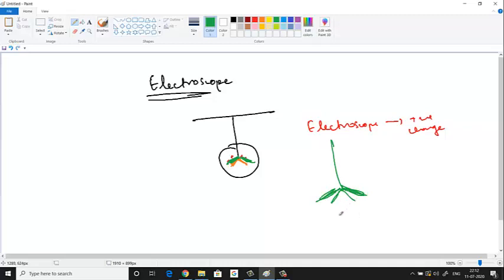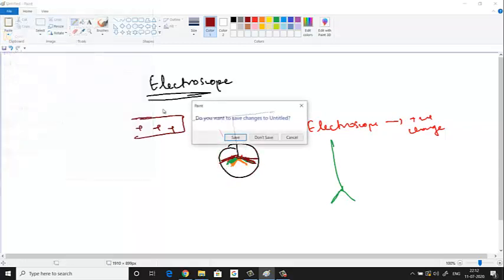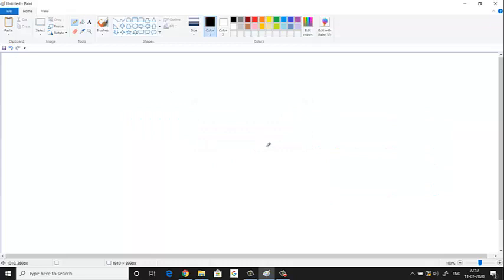Now if we get some glass rod, say, and if we touch it, and if this further gets repelled, that means there was already a positive charge. Anyway, fine, this I'll explain you once again in detail if you have not understood this.